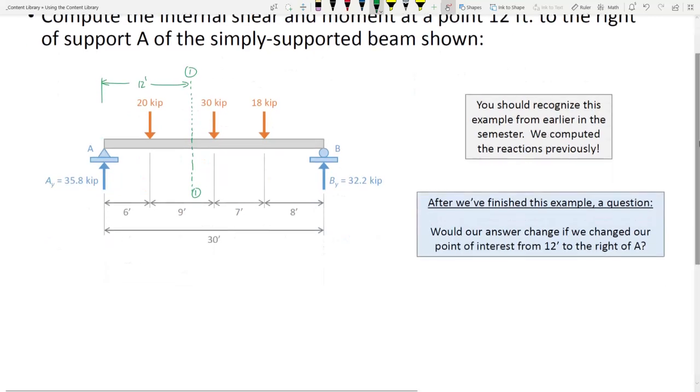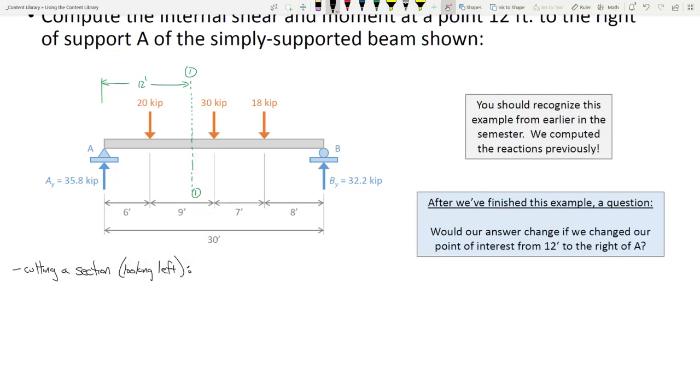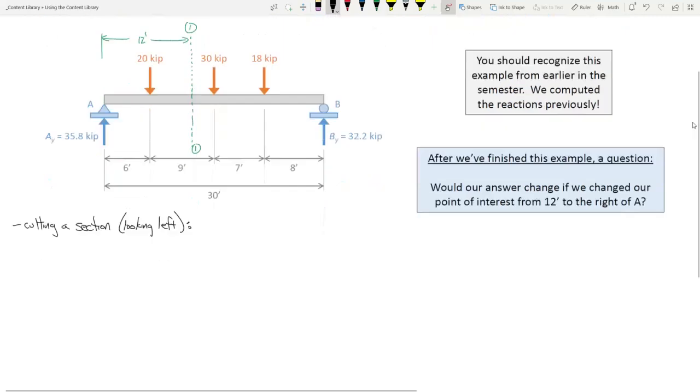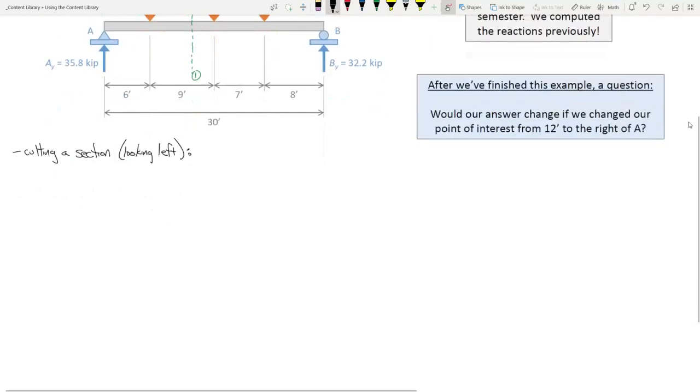Now, this topic does require a little bit of extra drawing. So we're going to say cutting a section and looking left. Let's see what we got. Okay. So we have our structure. All right. So let's see. We have our support condition here.